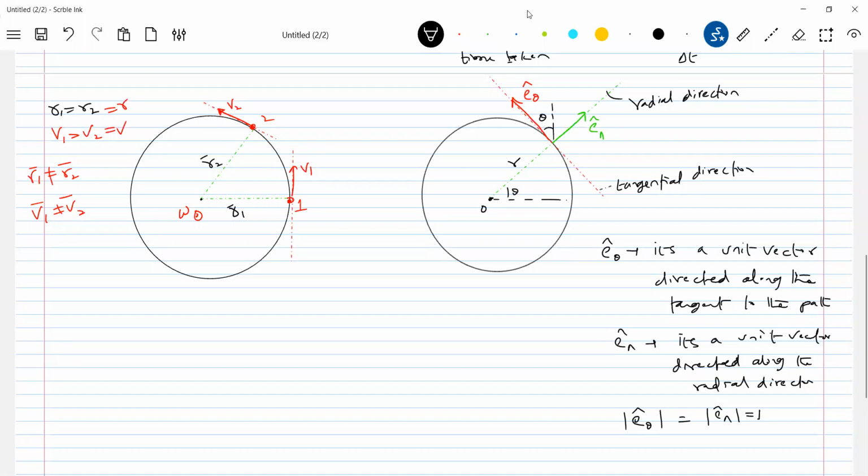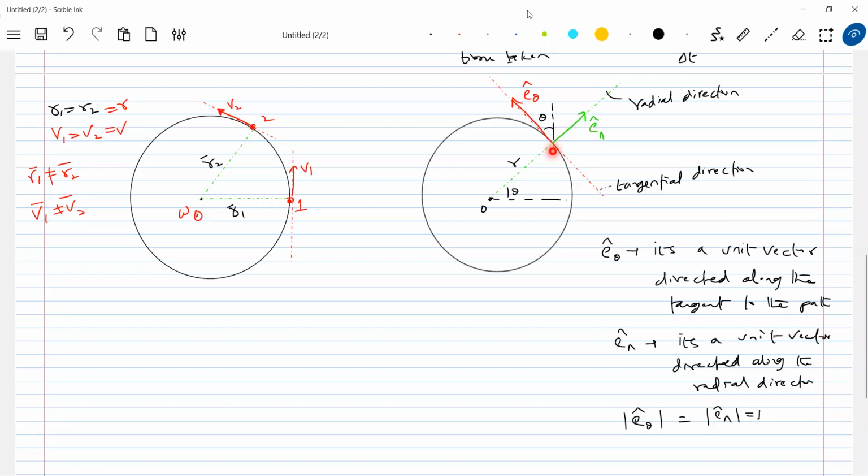They're brought here only to indicate direction. If the particle revolves in clockwise, then e theta cap will be in this direction. If the particle revolves in counterclockwise, then e theta cap will be like this. But the radial direction is only one. Suppose there is any quantity directed towards the center, I'll write minus e n cap. I think it's okay, no? So the unit vector can be positive or negative.